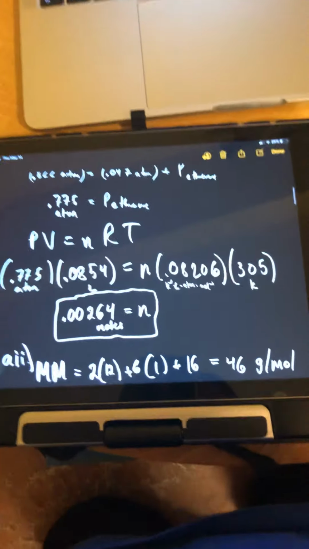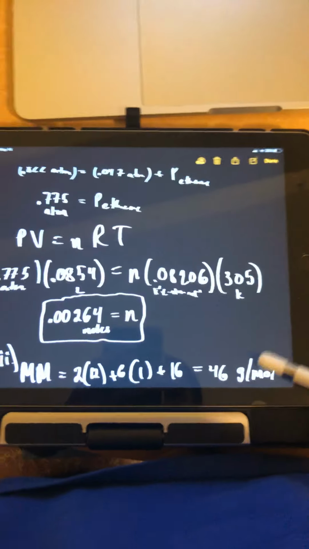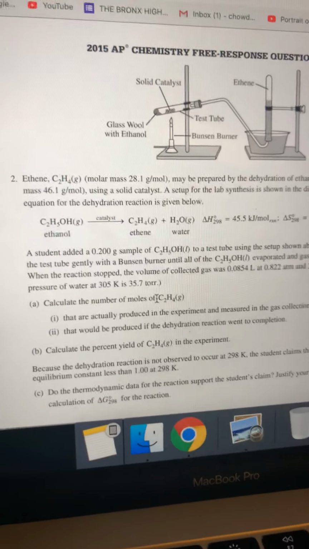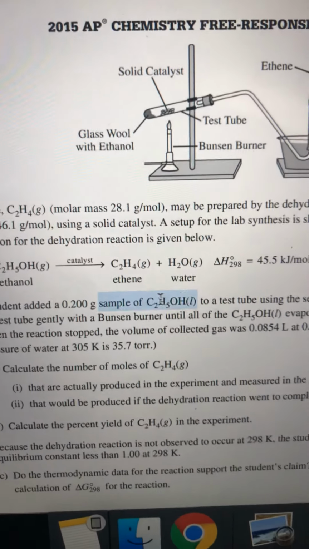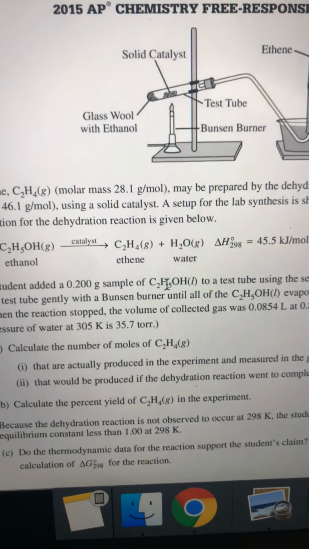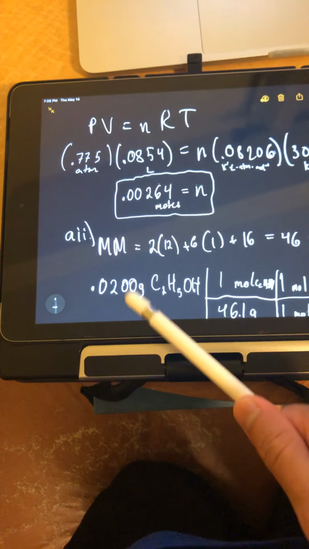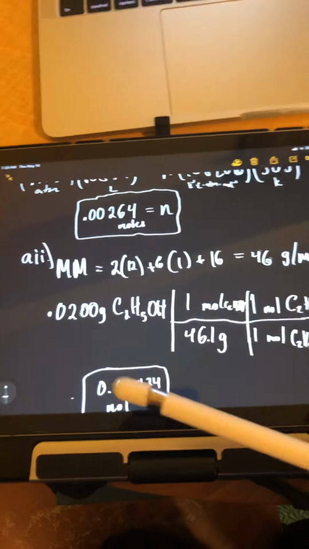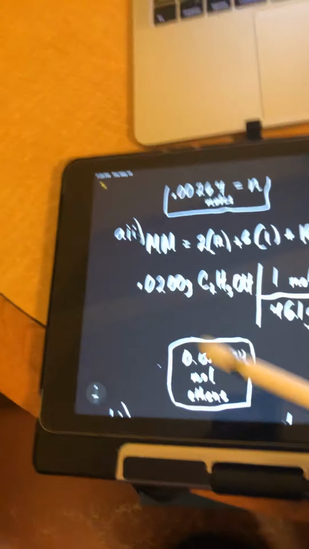First I found the molar mass, because they gave us grams and we need to find moles. In order to convert, I need to first find the molar mass. So I took ethene, where ethene is C2H4. Oh no, sorry, they gave us ethanol. Right here, they gave us ethanol, and we're going to find the molar mass of ethanol. It's 46 grams per mole. Then I took the grams of ethanol they gave us and converted it to moles, and then I used the 1-to-1 molar ratio from the given reaction. This is the number of moles of ethene we should get according to the theoretical yield.